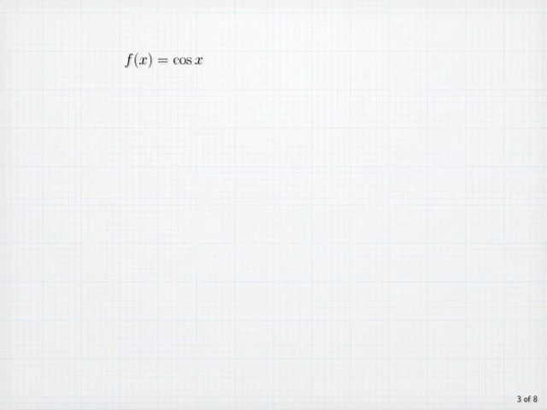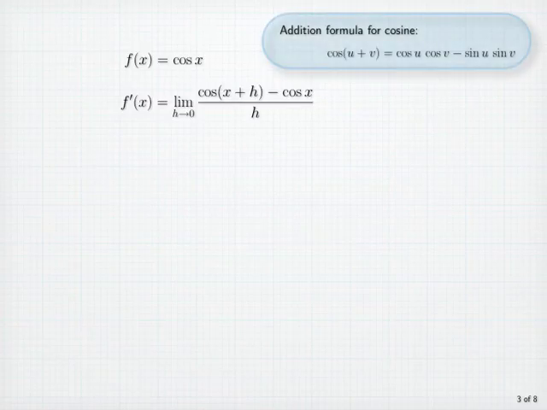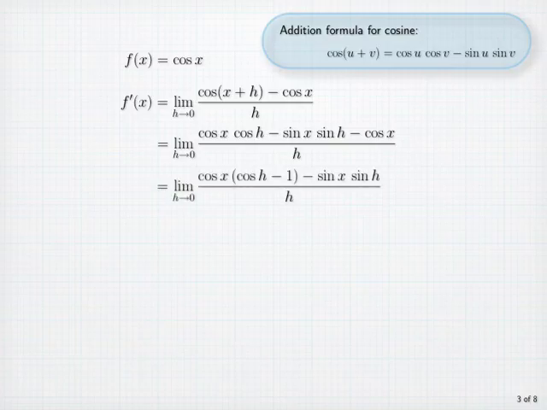Now let's look at cosine x. Using the definition of the derivative, f prime of x will be the limit as h goes to 0 of cosine of x plus h minus cosine x, divided by h. Using the addition formula for cosine, we write cosine of x plus h as cosine x times cosine h minus sine x times sine h.